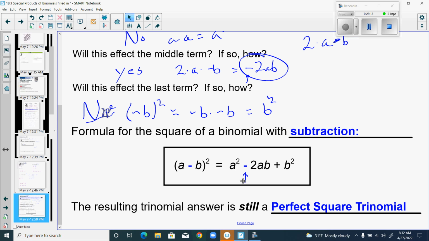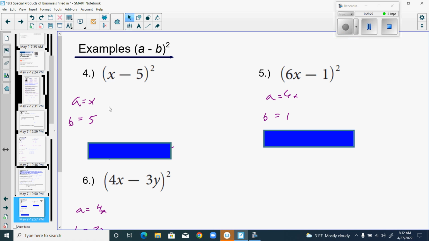So let's take a look. I'll maybe do the first one with you, and then you'll do 5 and 6. So same exact stuff as before. I'm taking that first term, I'm calling it whatever a is, and b is our second term. And a is x, and b is negative 5. That's what that should be. And we should have negatives here. These are all negative.